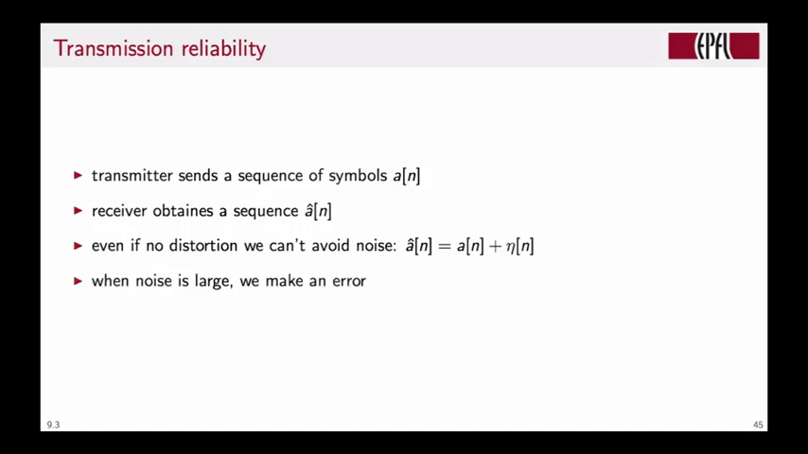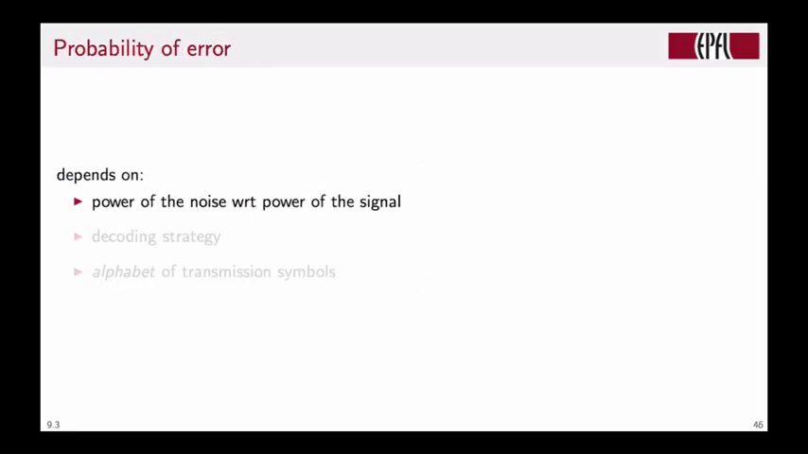When noise is very large, our estimate for the transmitted symbol will be off and we will incur a decoding error. Now, this probability of error will depend on the power of the noise with respect to the power of the signal, and will also depend on the decoding strategy that we put in place, how smart we are in circumventing the effects of the noise. One way we can maximize the probability of correctly guessing the transmitted symbol is by using suitable alphabets, and so we will see in more detail what that means.